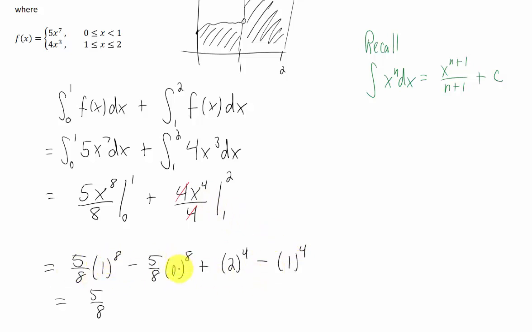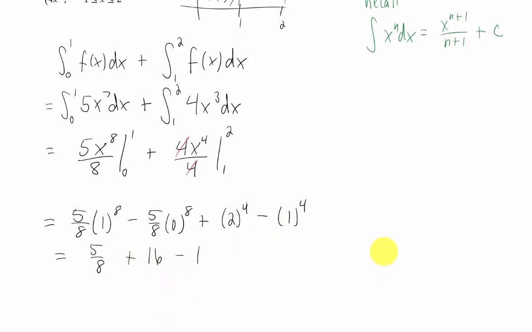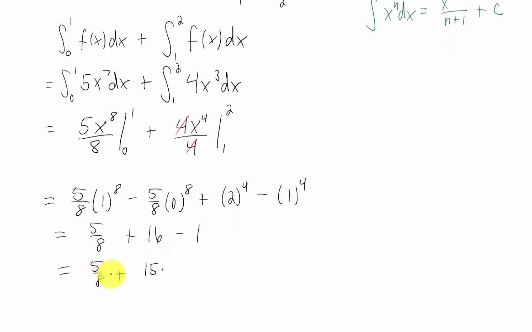1 to the 8th power is just 1, 0 to the 8th power is 0, making this whole term 0. 2 to the 4th power is 16, and 1 to the 4th power is 1. A couple more steps of simplification. We get 5/8 plus 15 here, and if we want to find a nice fraction answer, we have to find a common denominator. 8 times 15, I believe, is 120. And we get a final answer of 125/8. I don't think that reduces any further, so I'm going to box that up and call that an answer.